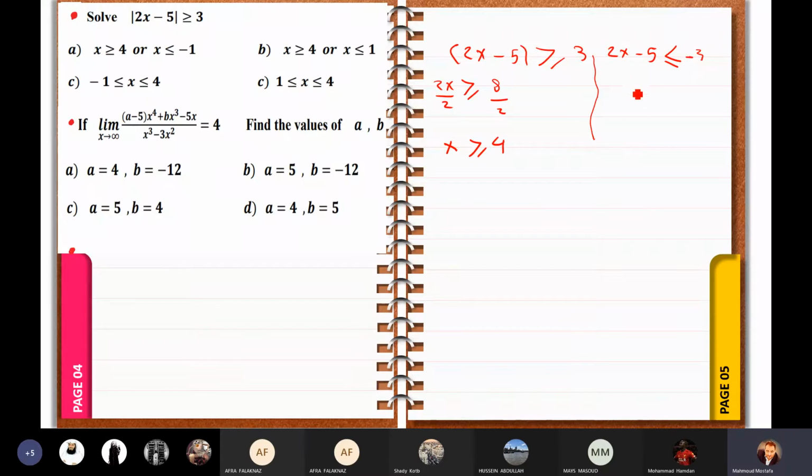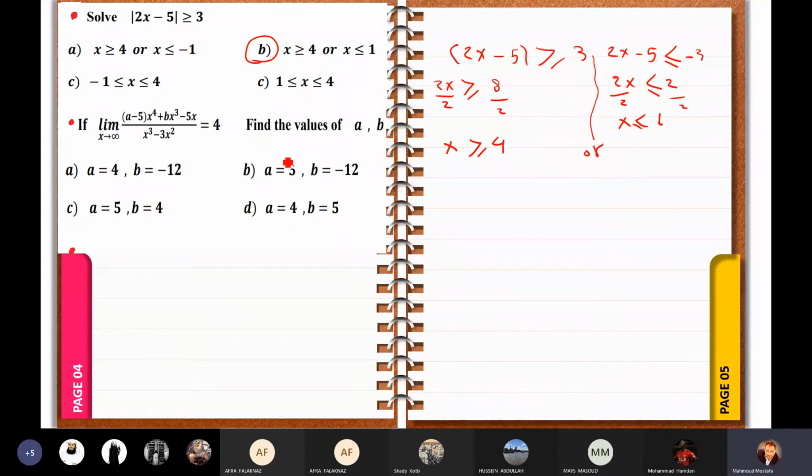Here, add 5. So 2x less than or equal to, when you add 5 here, it will be 2. Divide by 2, divide by 2. So x less than or equal to what? 1. Don't forget we have OR here. Okay. Which solution now? Number B, right? x greater than or equal to 4 or x less than or equal to 1.